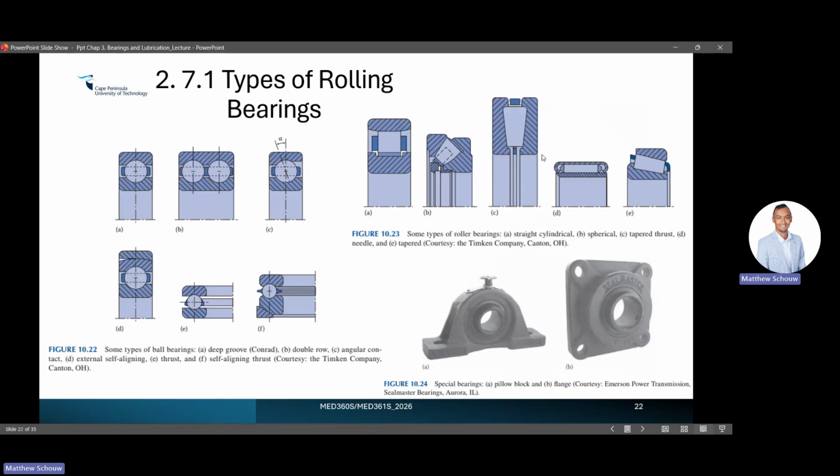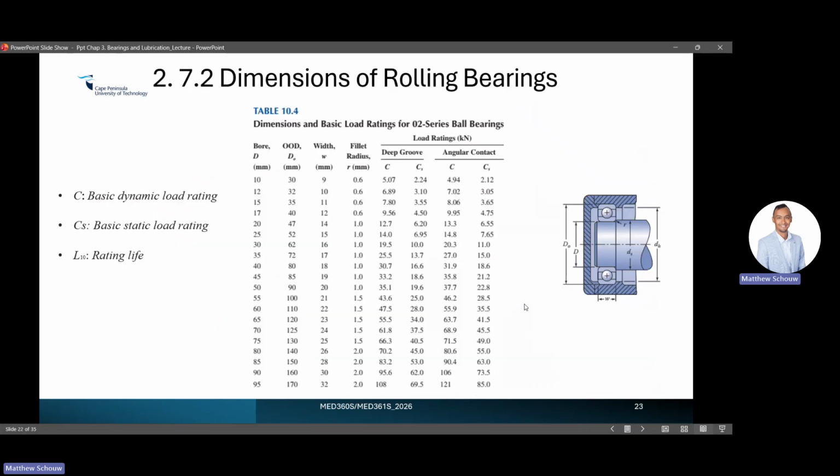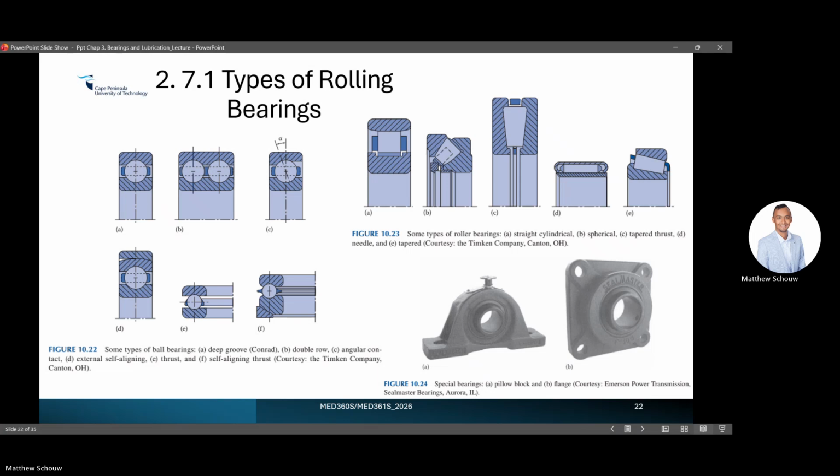And there are different types. For the ball bearings, you have deep groove, you have double row, you've got angular contact, self-aligning, thrust bearing, and self-aligning thrust. Then there are roller bearings. So roller bearings would have a cylindrical type of element, not a ball. And those are the different ones over there.